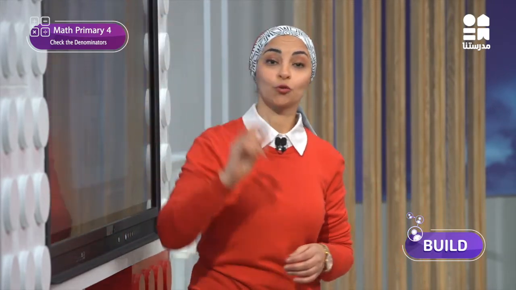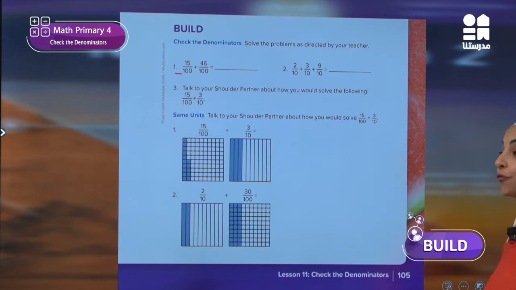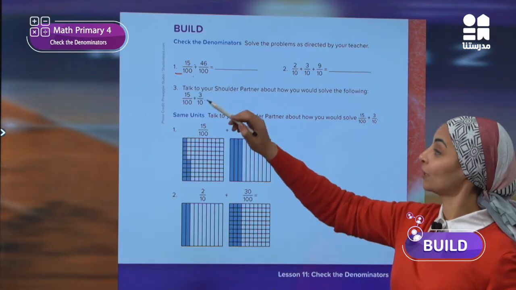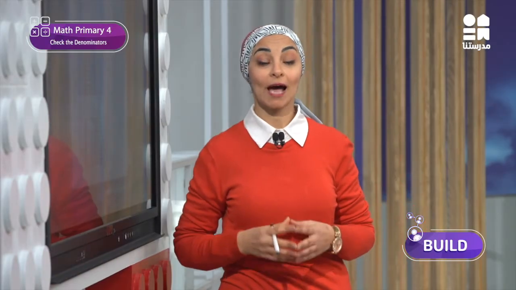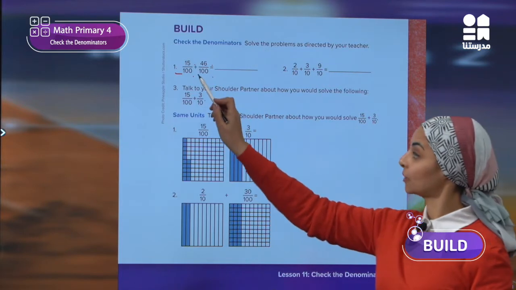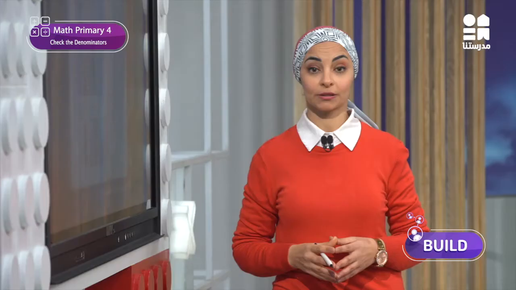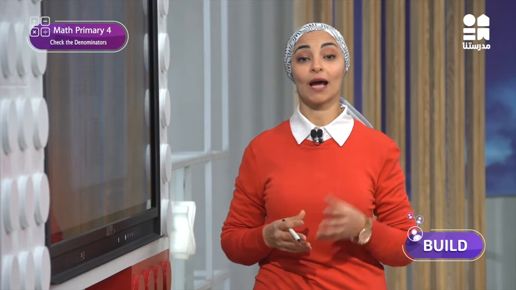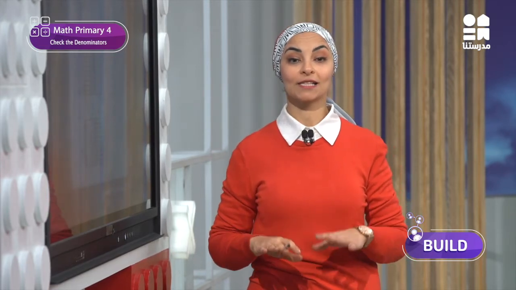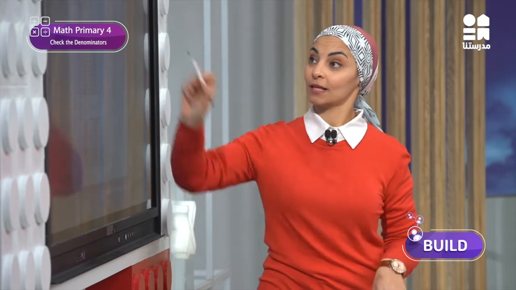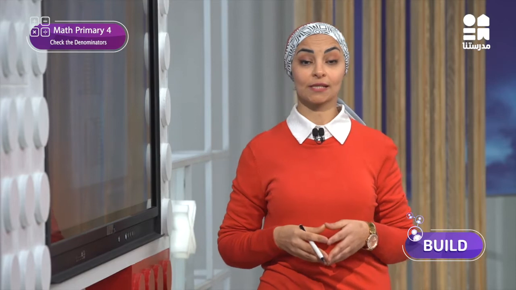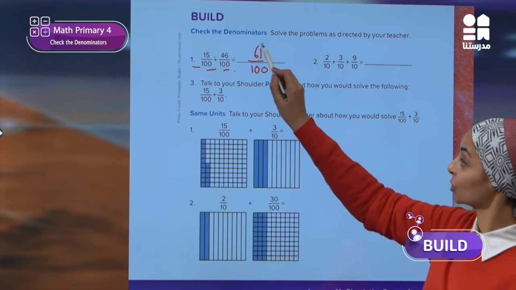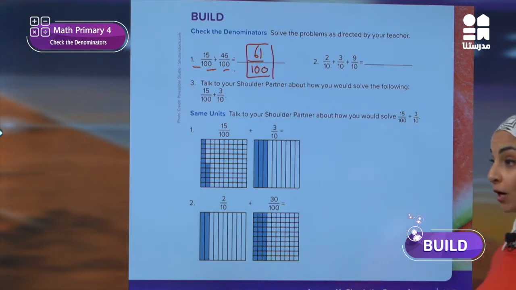Problem number 1 هنا مطلوب مننا إيه؟ مطلوب مننا to add the two fractions اللي هي 15 over 100 plus 46 over 100. طيب دلوقتي two fractions have like denominators اللي هو 100، denominators الاتنين 100. يبقى كل اللي أنا هعمله I will add the two numerators only، لكن الدينومينيتور I will keep it as it is. يبقى الدينومينيتور بتاعي 100 وهعمل 15 plus 46. 15 plus 46 equals what? Excellent, 61. يبقى الفراكشن بتاعي 61 over 100.